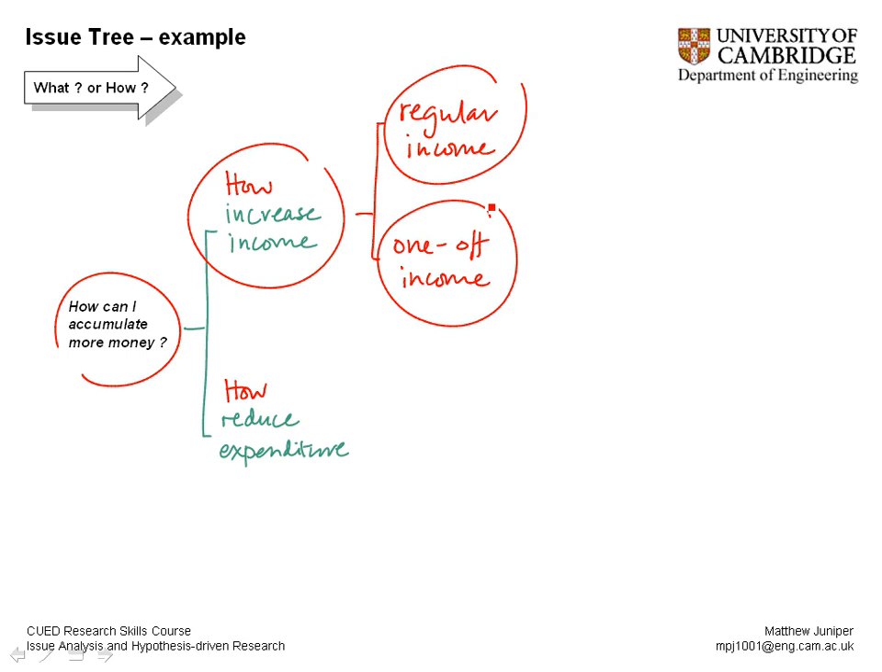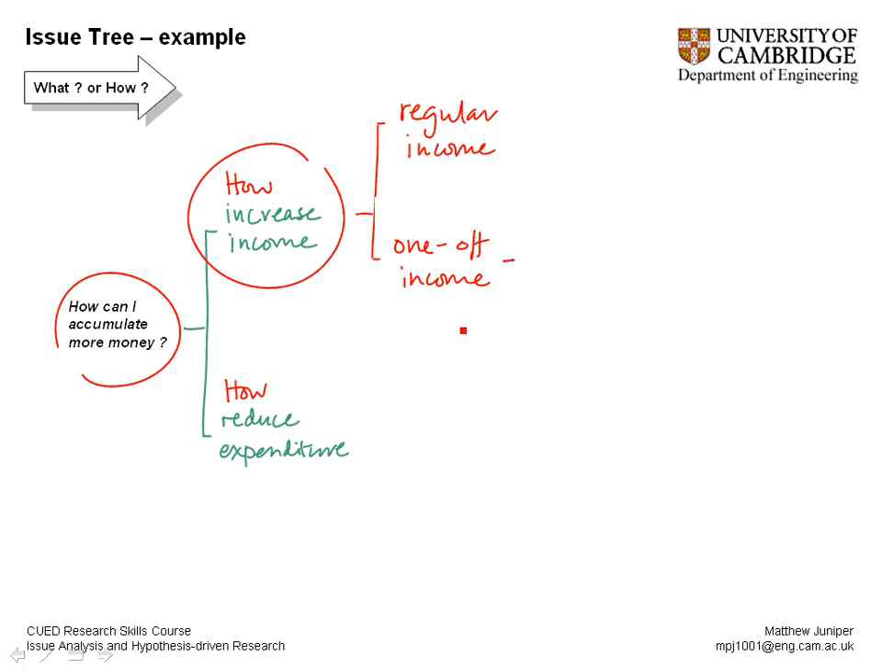I can change either one independently of the other, but they're also complete. I can't think of anything that doesn't fall into either regular income or one-off income. And now we repeat the process again. So for example we might decide to look at the one-off income.